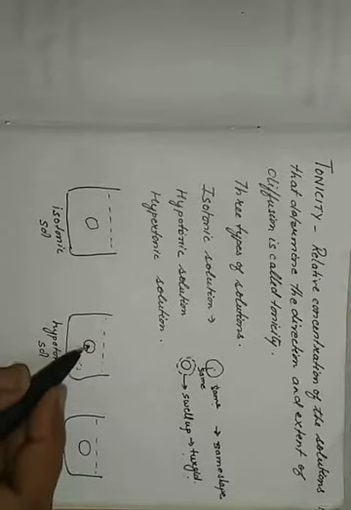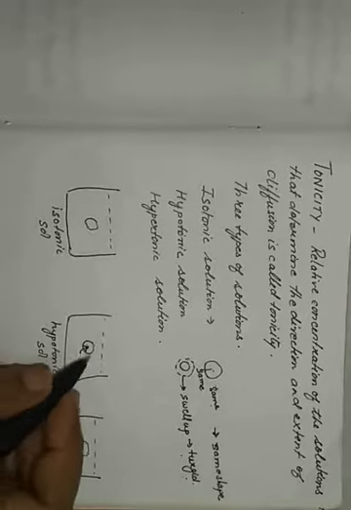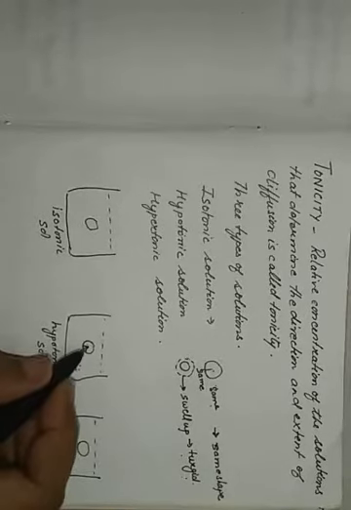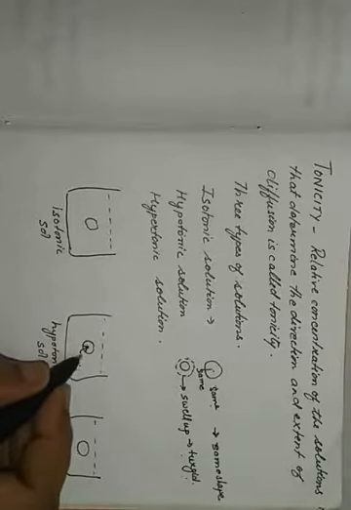Okay now, what is a hypotonic solution? It is a solution in which the solution outside the cell has lower solute concentration than the fluid inside the cell. As a result, the water molecules will move from outside to inside. That means endosmosis will take place and the cell will become turgid.